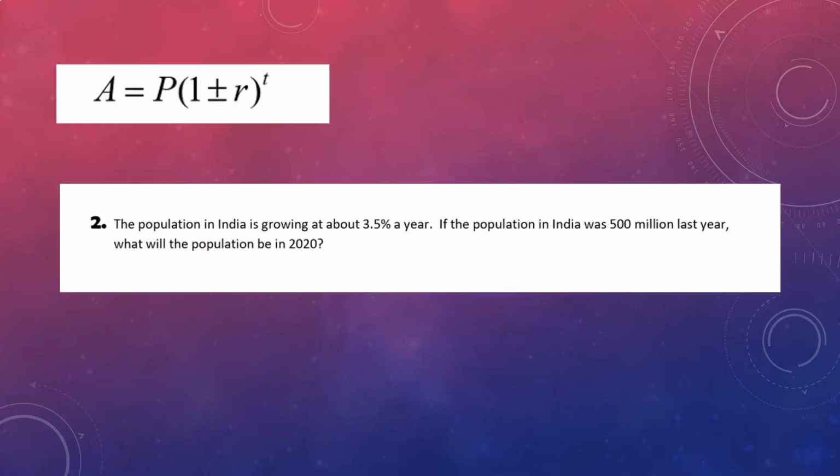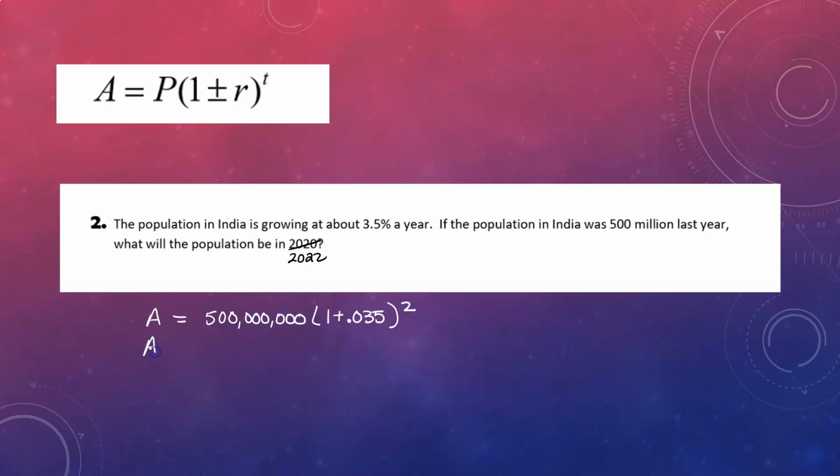Number two, the population in India is growing. This is exponential growth at about 3.5% a year. If the population was 500 million last year, what will the population be? And let's change this to 2020. These are getting old. Let's change it to 2022. Okay, so we have 500 million times 1 plus 0.035, and I'm going to say 2 years.